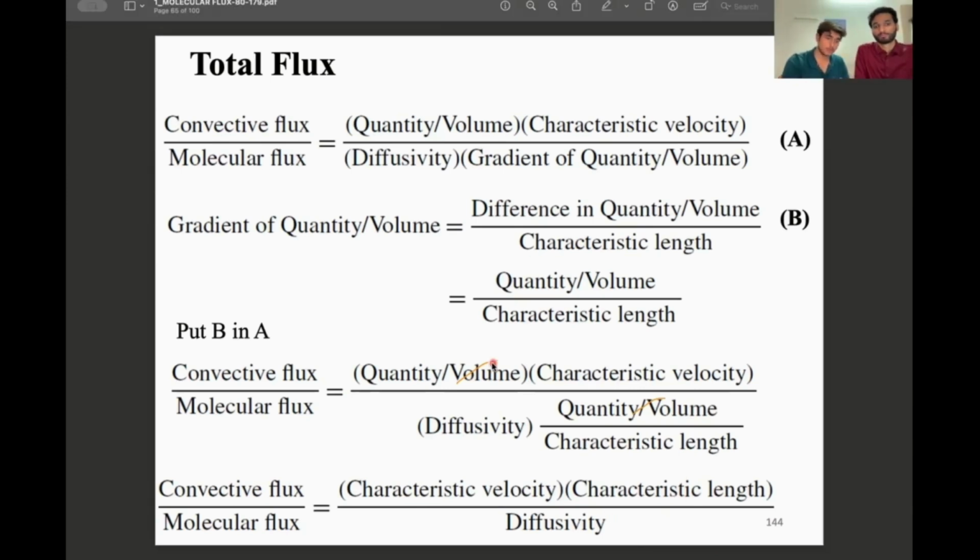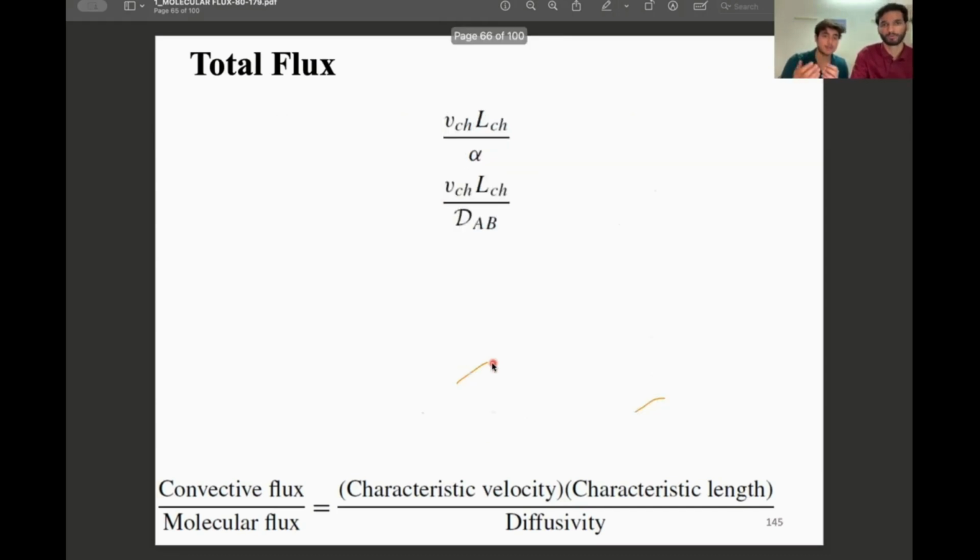Moving on, what we have studied till now is ratios. Ratios give us dimensionless numbers. In this flux case, when we took the ratio of convective to molecular, we get some dimensionless numbers. As we have told you, VCH into LCH by DAV in the mass diffusivity case, and for the energy diffusivity case we will get alpha. When we put the formulas in their places, we get the dimensionless number which we call the Peclet number.